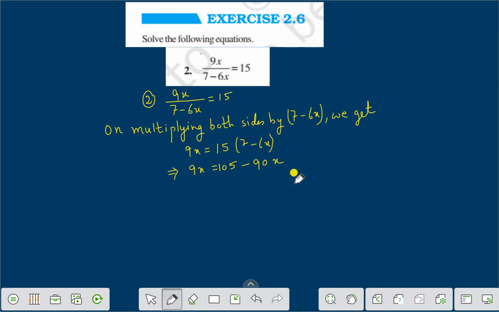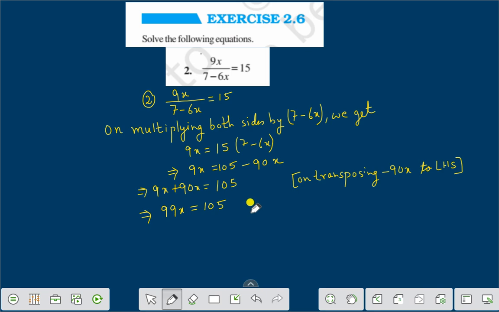Right? Now transposing minus 90x to the left hand side, we get 9x plus 90x is equal to 105, or you can say 90x plus 9x is equal to 99. 99x is equal to 105.